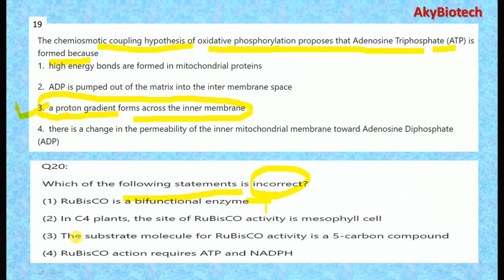Then coming up to the next statement, that in C4 plants, the site of Rubisco activity is mesophyll cells. So this one is the incorrect statement. The rest two, you also read them, because these two are also true statements. That is, the substrate molecule for Rubisco activity is a 5-carbon compound. We know this, and the Rubisco action requires ATP as well as NADPH.